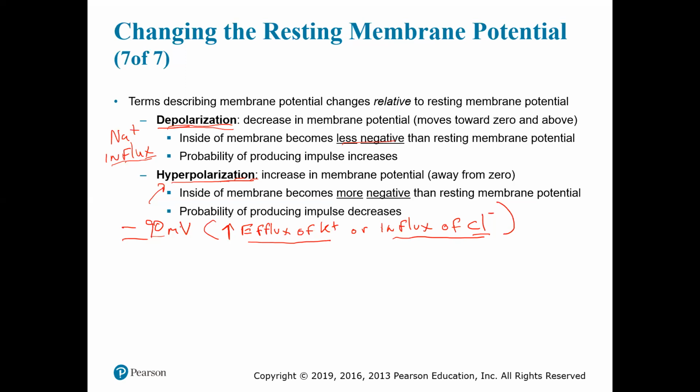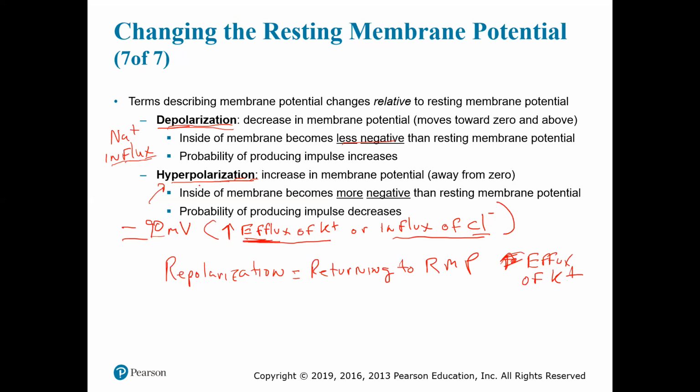Now, hopefully the next page will tell you about repolarization, but it doesn't. So I'm going to mention that repolarization is returning to resting membrane potential by increasing efflux of potassium, or just potassium efflux, because excess potassium efflux is going to cause hyperpolarization.